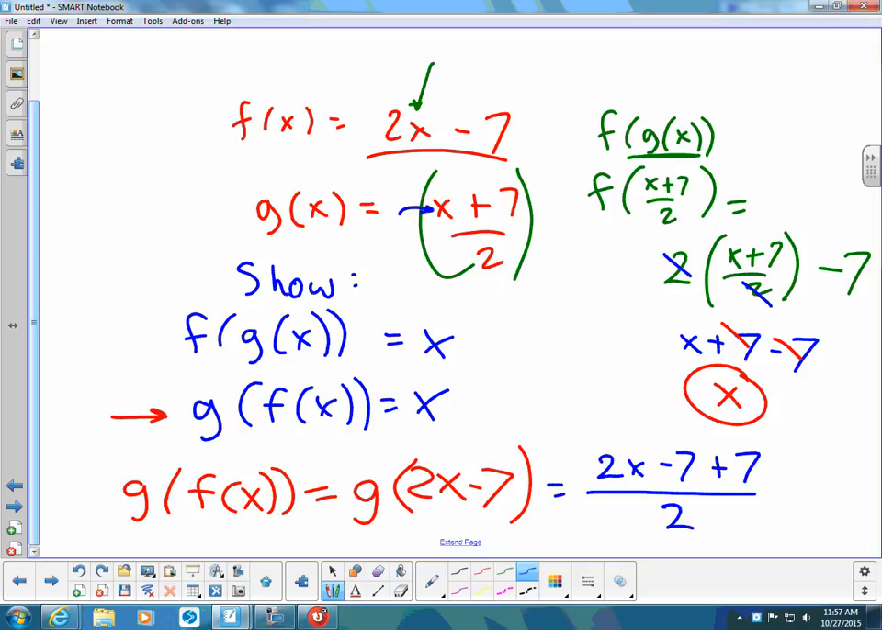Everybody agree? Now what would I do first? Divide out the 2's or subtract off the 7's? Subtract off the 7's, so that has to come first. So I'm going to get 2x over 2. I'm going to write that step so I can get full credit. And then I'm going to show that the 2's divide out, and I'm left with x here as well. That proves that f and g are inverses of each other. Are we okay with this? Okay.